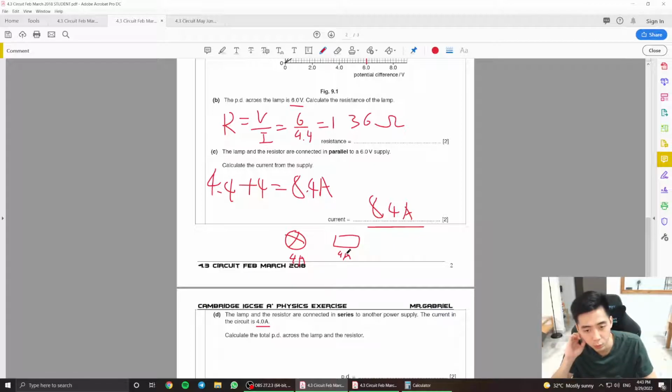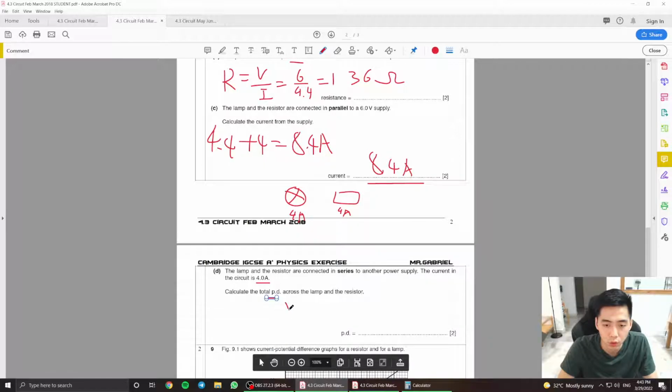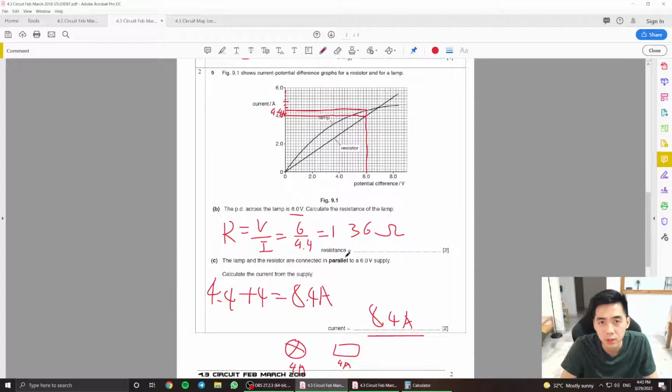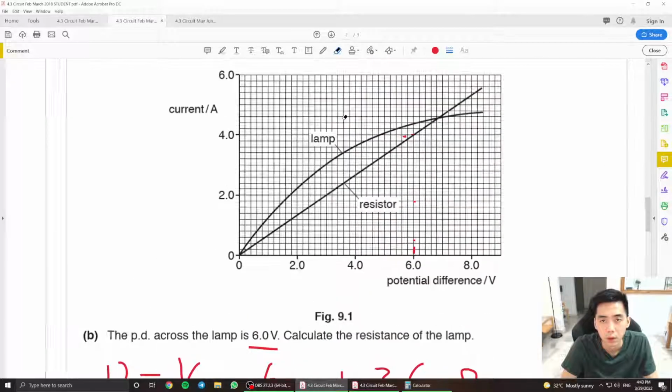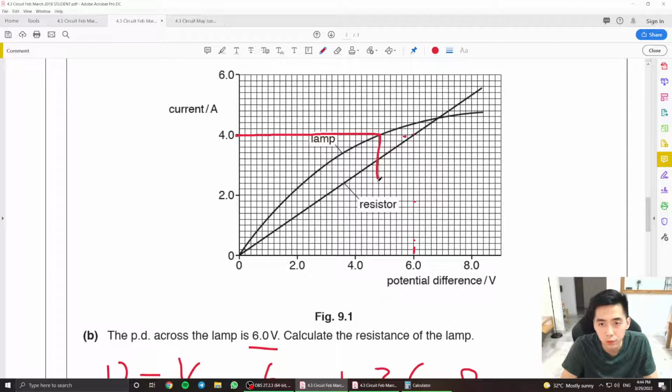From here, I want to find the potential difference across the lamp. I want to find the potential difference, which is the voltage, right? If I want the voltage, I'll need the current and the resistor. So I guess I'll have to find the resistance of each and every one of them, right? At 4 amperes, how much will the voltage be? I think I can get it from the graph as well. At 4 amperes, the lamp will have a potential difference of 4.8, and at 4 amperes, the potential difference here will be 6 volts.